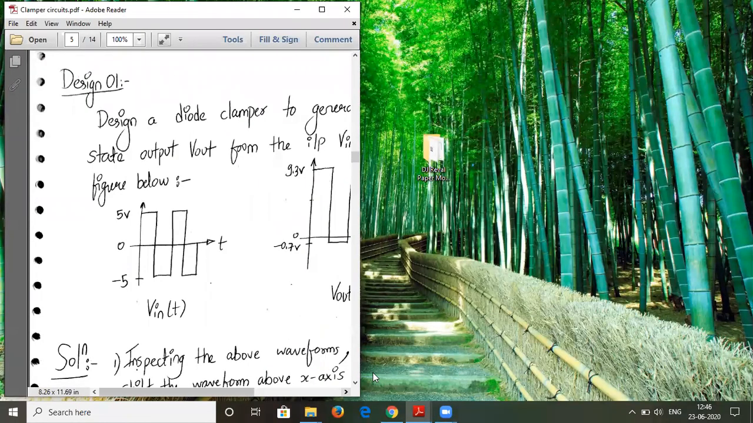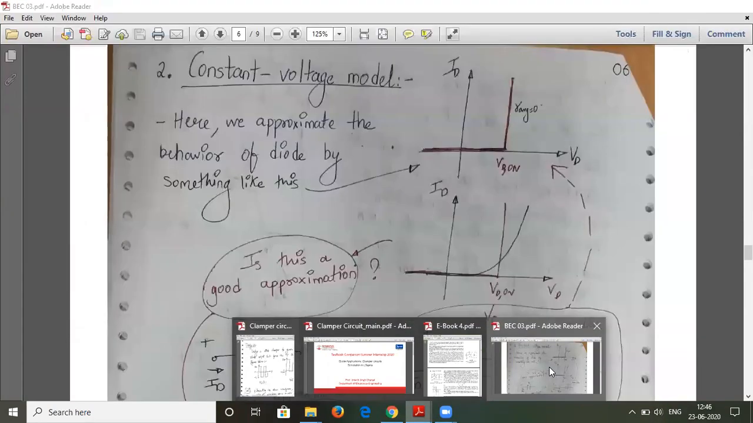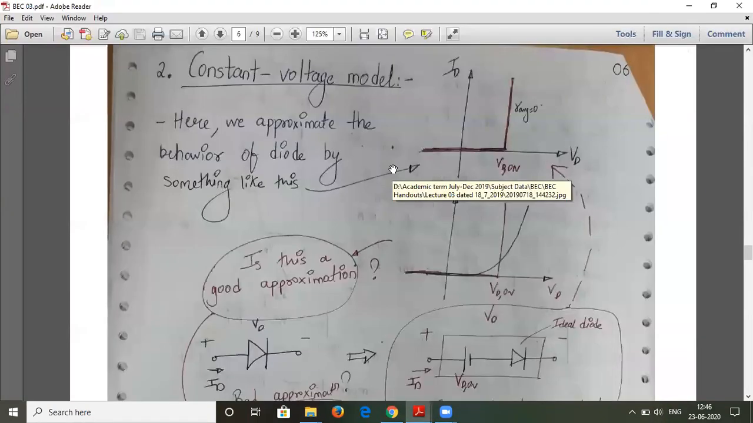Before going there, let me revise something we have done before in clipper circuits. We will be using explicitly a constant voltage model. So what is the constant voltage model? The diode characteristics will be approximated by this curve. As you can see, it's an approximation. The diode will be turned on only when the anode voltage is greater than the cathode voltage by VD on.